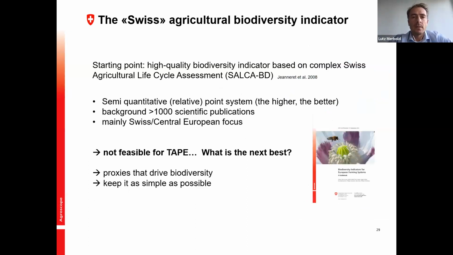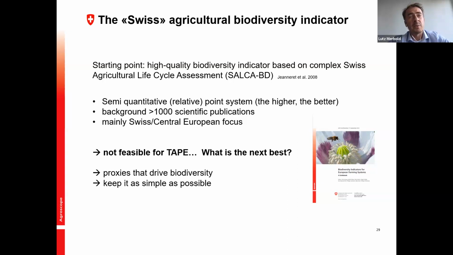Okay, so the current Swiss agricultural biodiversity indicator is a relatively complex Swiss agricultural life cycle assessment called SALCA-BD. It's a semi-quantitative point system, just very simple. Basically, the more points you get, the better you are. It's based on more than 1,000 scientific peer-reviewed publications on spiders, on beetles, on plant species, etc. And it has a very strong European focus.